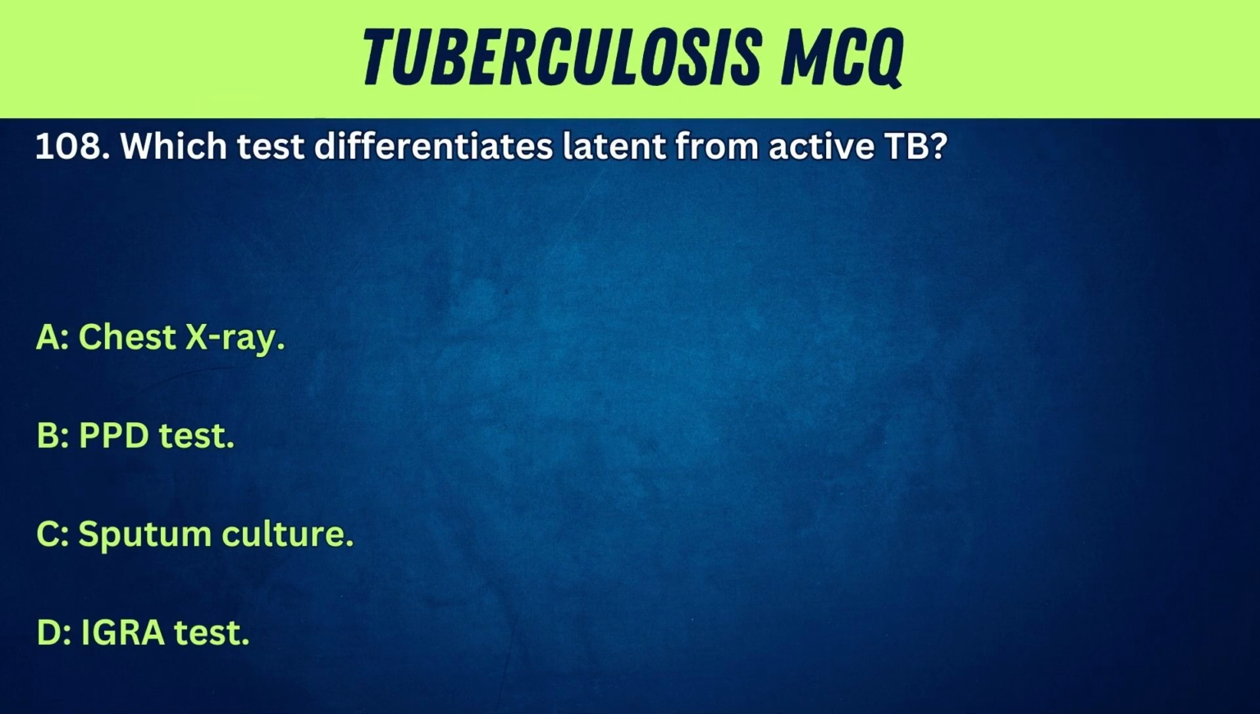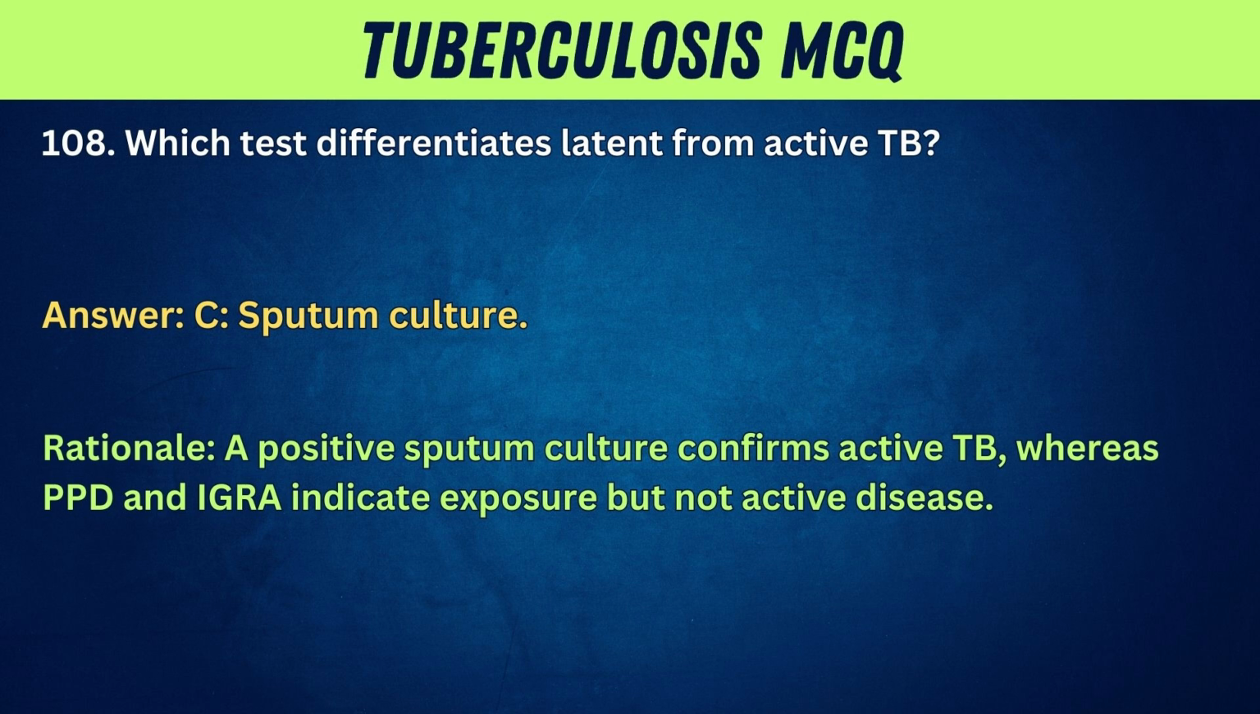108. Which test differentiates latent from active TB? A. Chest X-ray. B. PPD test. C. Sputum culture. D. IGRA test. Answer: C. Sputum culture. Rationale: a positive sputum culture confirms active TB, whereas PPD and IGRA indicate exposure, but not active disease.